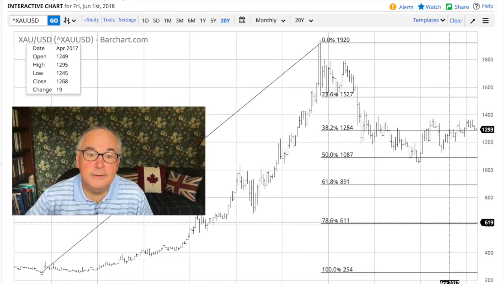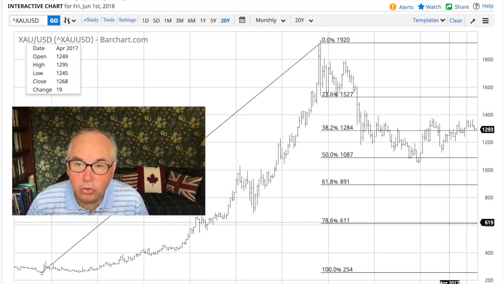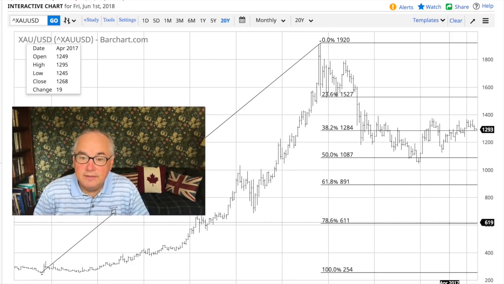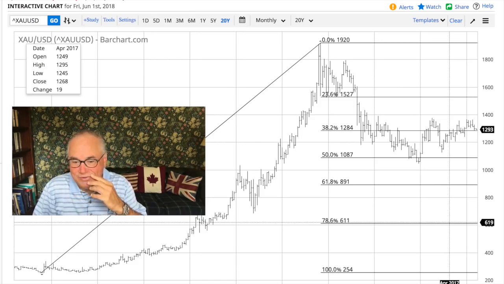So let's start then with gold. And I want to bring a long-term chart of gold, a chart that I've looked at in the past. It's a monthly chart actually, and this chart is from barchart.com, just to let you know. It's going back quite a few years, almost 20 years. It is 20 years actually, a 20-year chart.